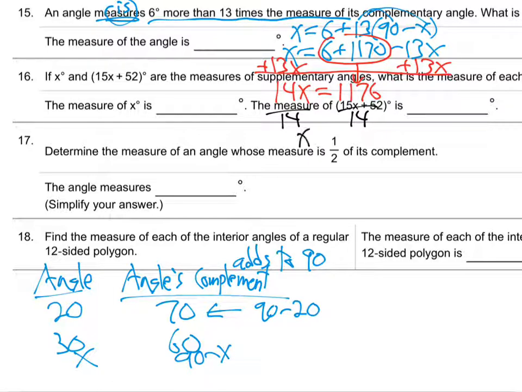And I'm getting x equals 84. 84 degrees. That's a tricky one. Okay.